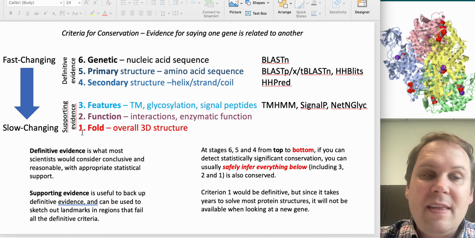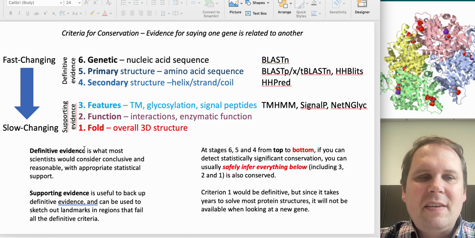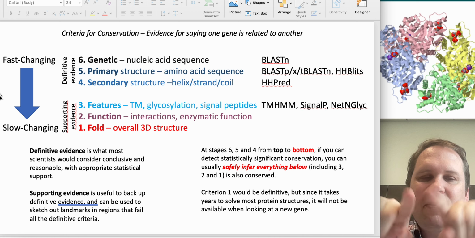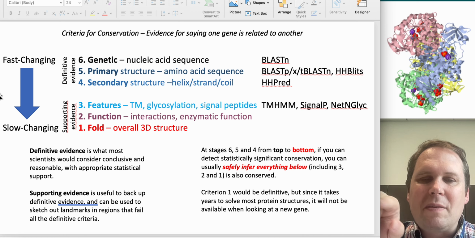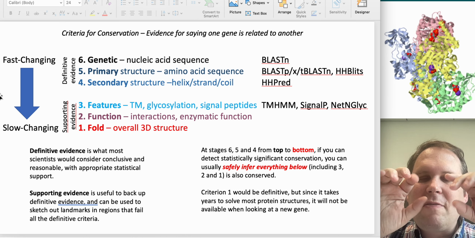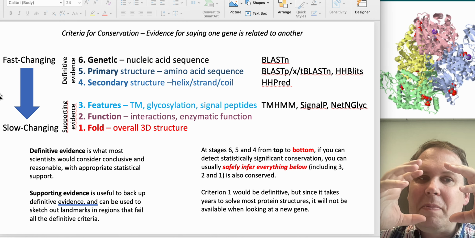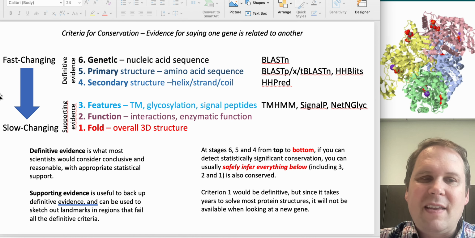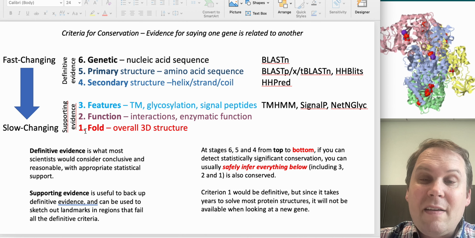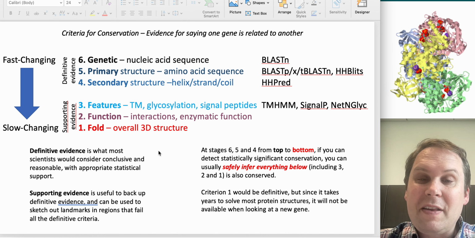And then fold, you will find that fold is the last thing to go. So if you have two things that are related and they diverge over time, first the genes won't look similar, then the amino acids won't look similar, then the secondary structure will start to look different. Then after that, some of the features will start to go away. And function is probably preserved up to that point, but then function is probably going to change or fall apart, but you still may be able to find that they are similar folds. And if they are, then that's good grounds for saying that they are evolutionarily related.